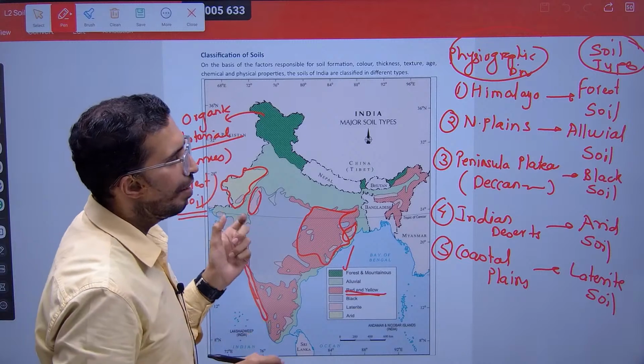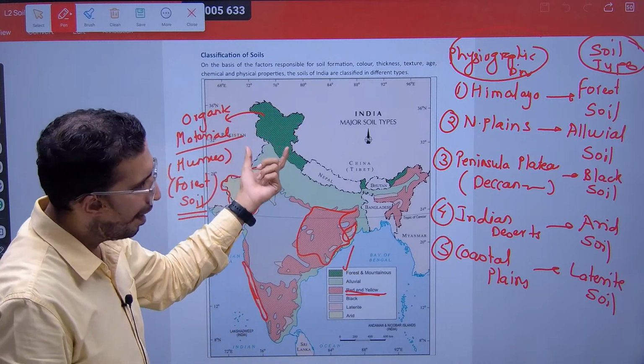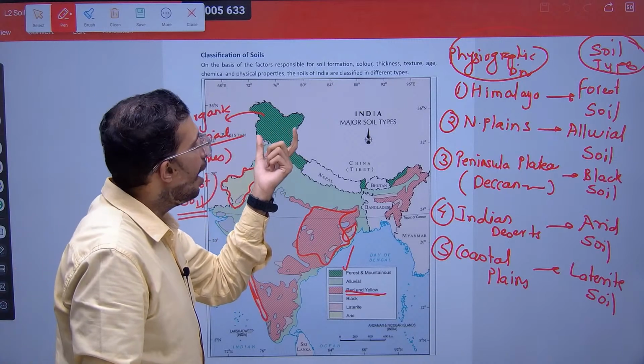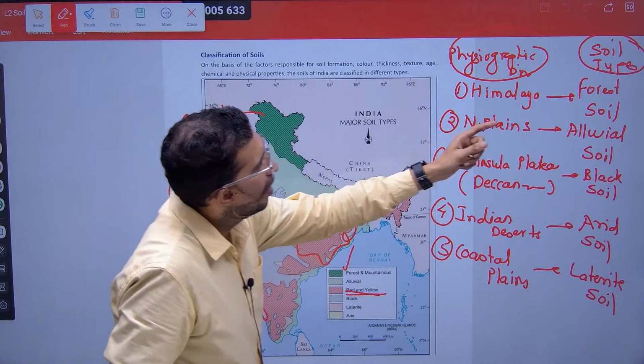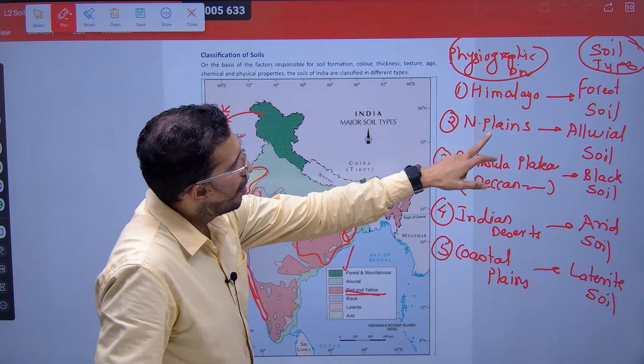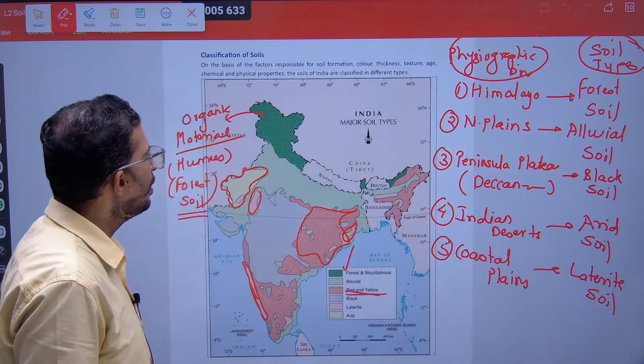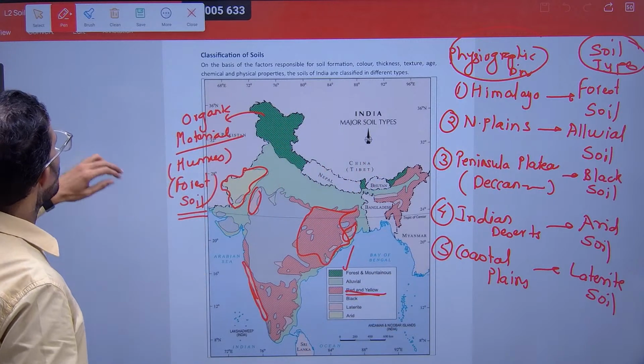What is the reason for its formation? The presence of organic material, plants, animals and microorganisms are responsible for the formation of the forest soil. Then northern plains, alluvial soil we have seen. Let's understand the correlation.